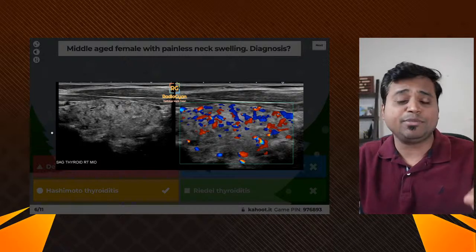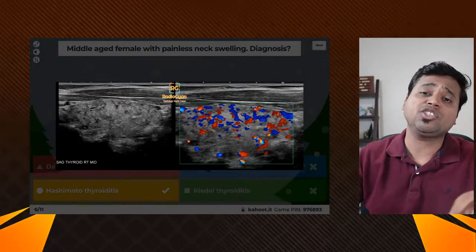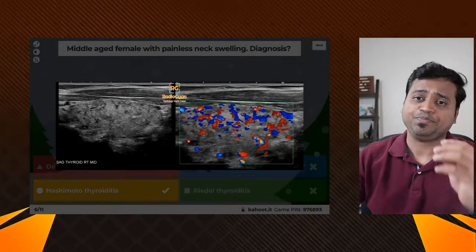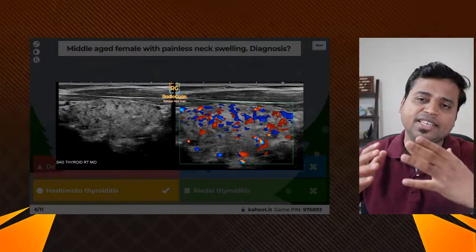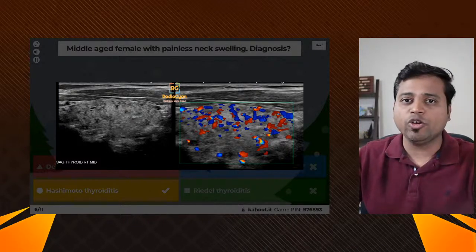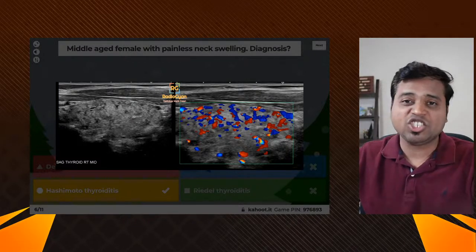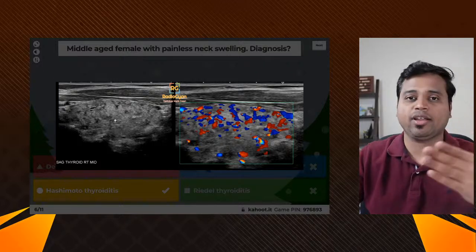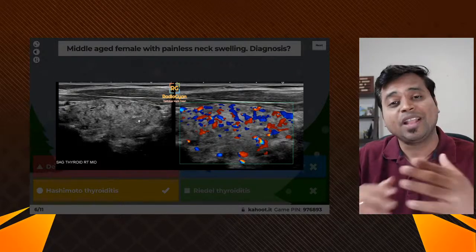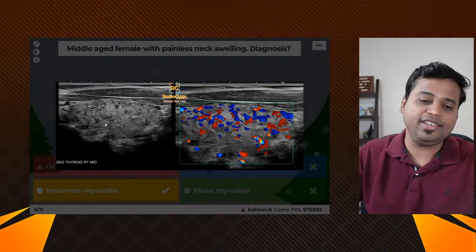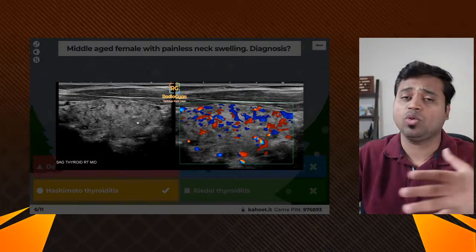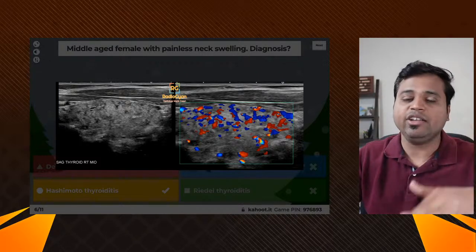This is the classic imaging appearance of Hashimoto's thyroiditis. So you'll see in the early phases, there'll be hypoechoic nodules, with increased vascularity, and the rest of the parenchyma will be hyperechoic. Whereas in the later stages, you'll see linear hyperechoic strands throughout the gland, and the vascularity will be low.